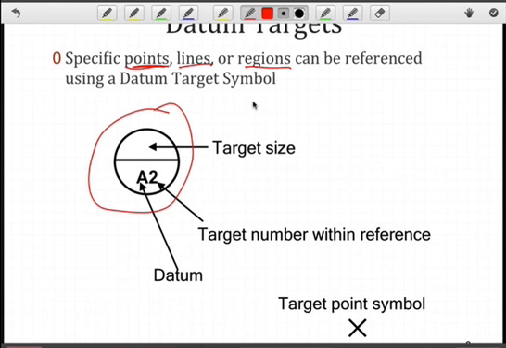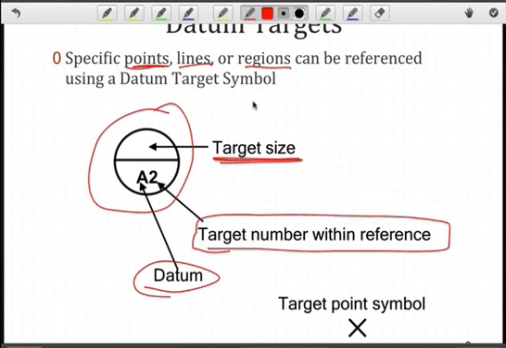On the top of the circle, if there is a number there, it's going to represent the target size. On the bottom, we see our datum identifier as before, and then we could have multiple targets to establish that datum, and so we have a number, and there could be multiple datum targets for one datum, and we'll see why a little bit later. You might also see this X here indicating a point symbol attached to the datum target symbol.